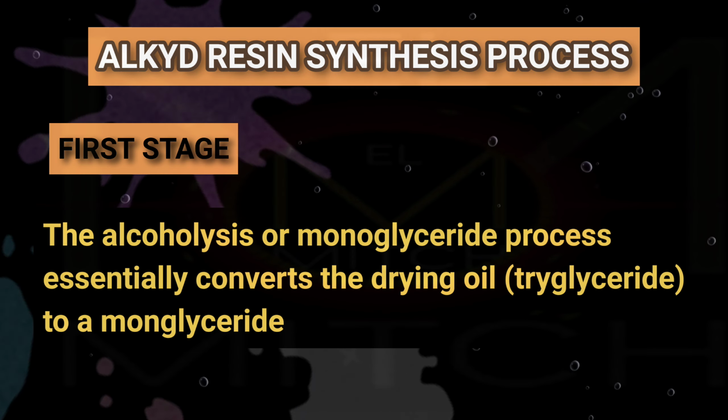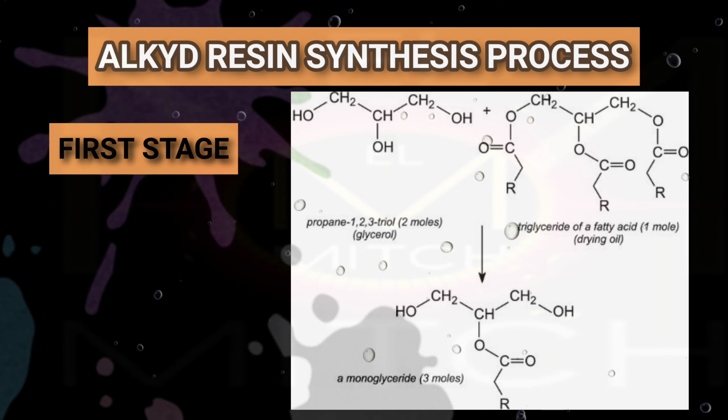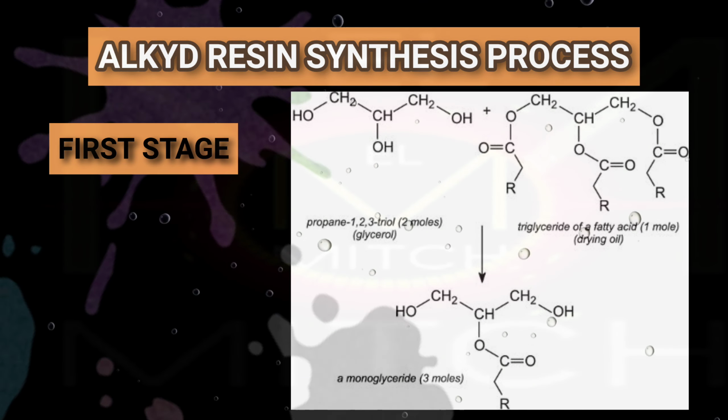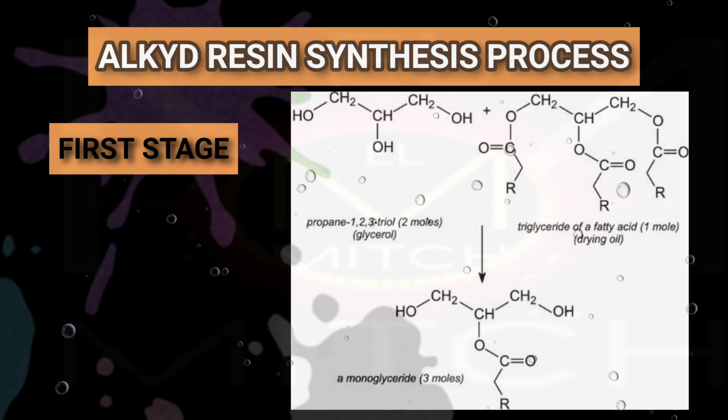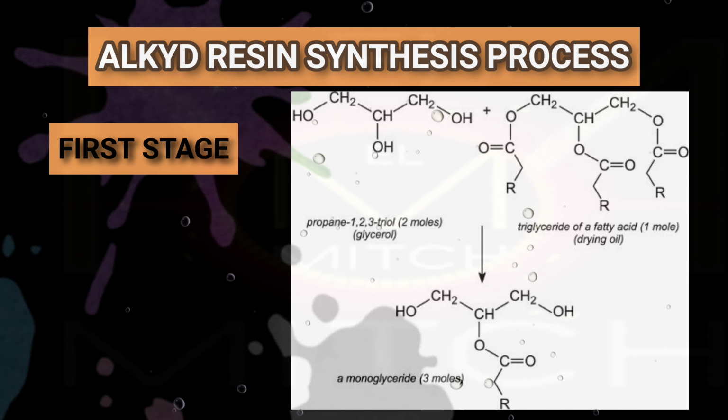For the synthesis of the alkyd resin, first we need to prepare the resin using calcium oxide as catalyst, and we have two distinct stages. The first stage is called the monoglyceride process.